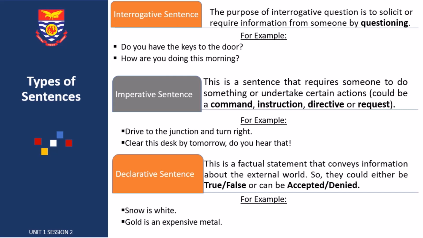First, the interrogative sentence. The purpose of such a sentence is to ask questions. Do you have the keys to the door? How are you doing? Often these types of sentences are called moods because they communicate a certain mood. So, how are you doing this morning? That's an interrogative sentence.